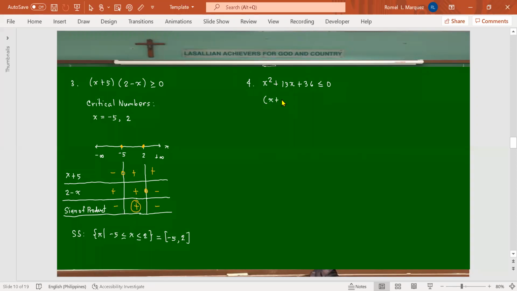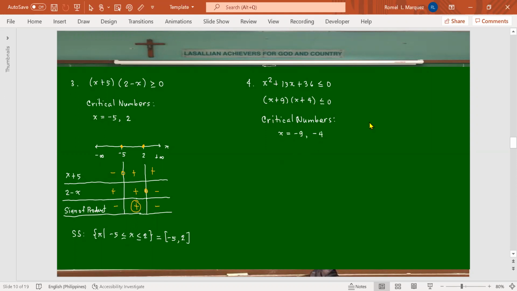X plus 9, x plus 4. What are the critical numbers? Do it mentally. The associated equation, solve. Critical numbers. What are the critical numbers? Negative 9 and negative 4.